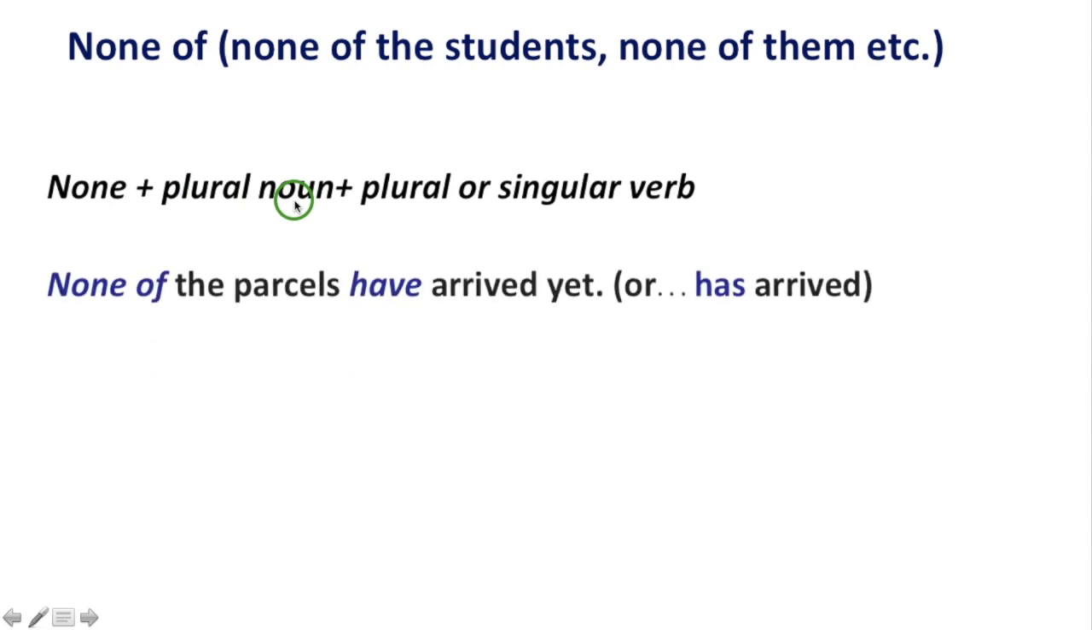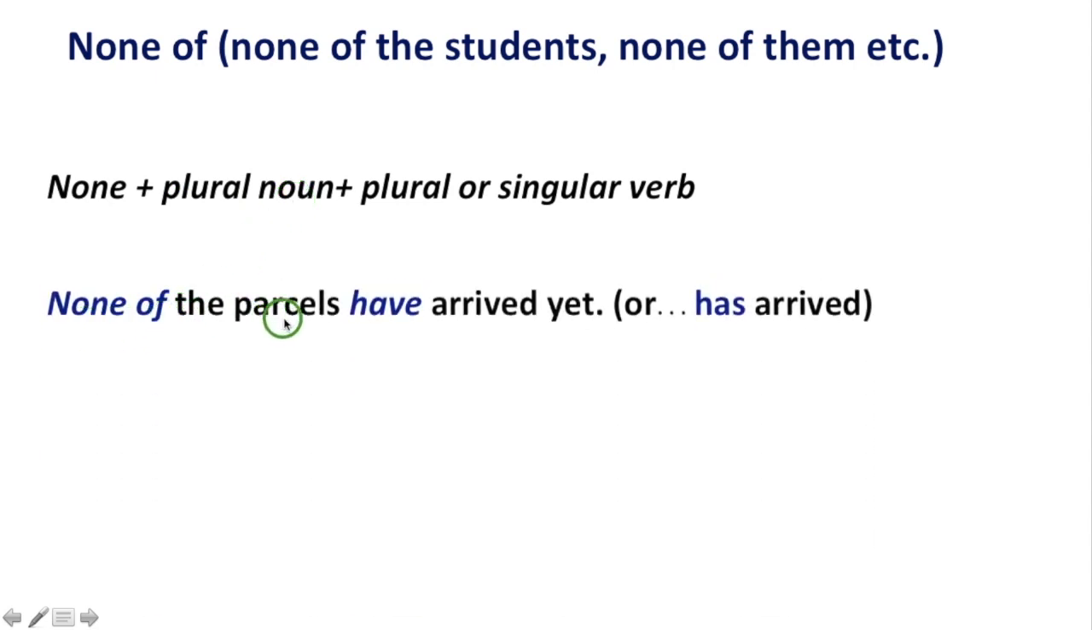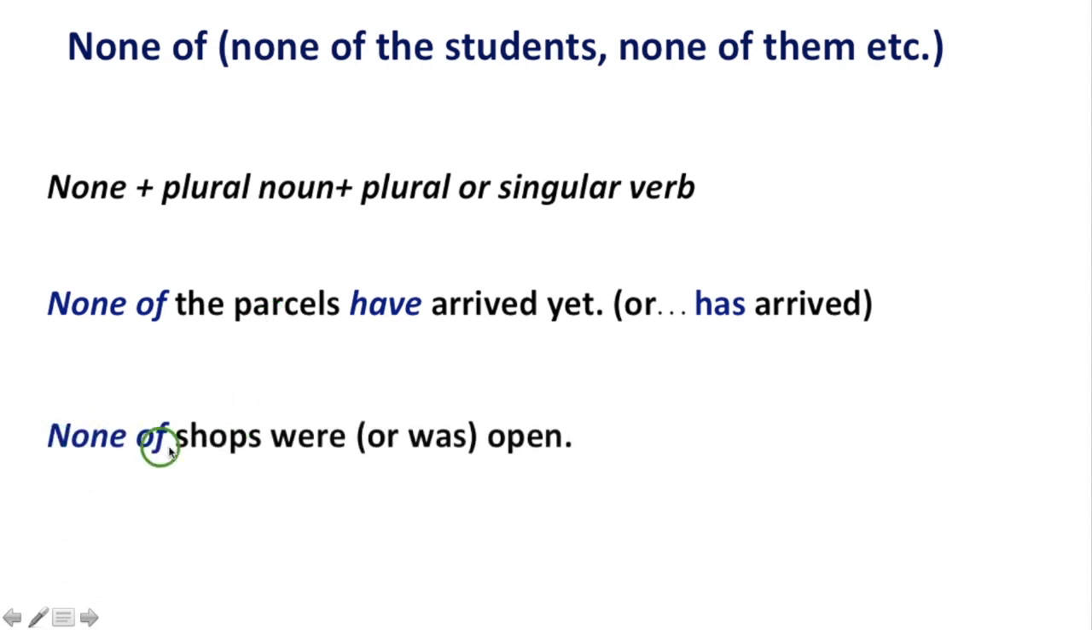Now let's see the example. "None of the parcels have arrived yet." Here you find "none of the parcels." "Parcels" is here a plural noun. Instead of "have arrived," you can say "has arrived." But obviously, we have to use a plural noun after "none of." Again, "none of the shops were" or "was open." Here also after "none of," you have to use a plural noun.